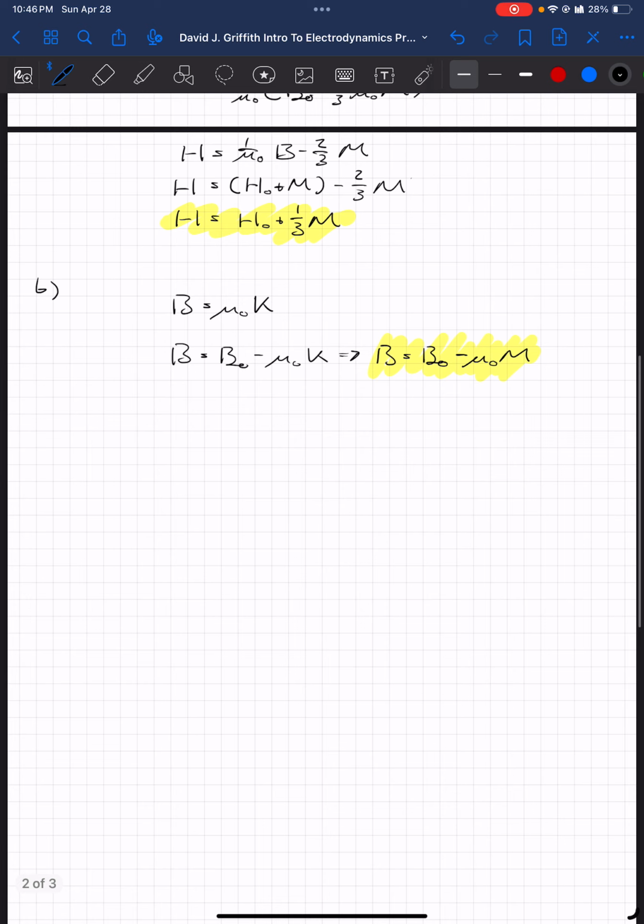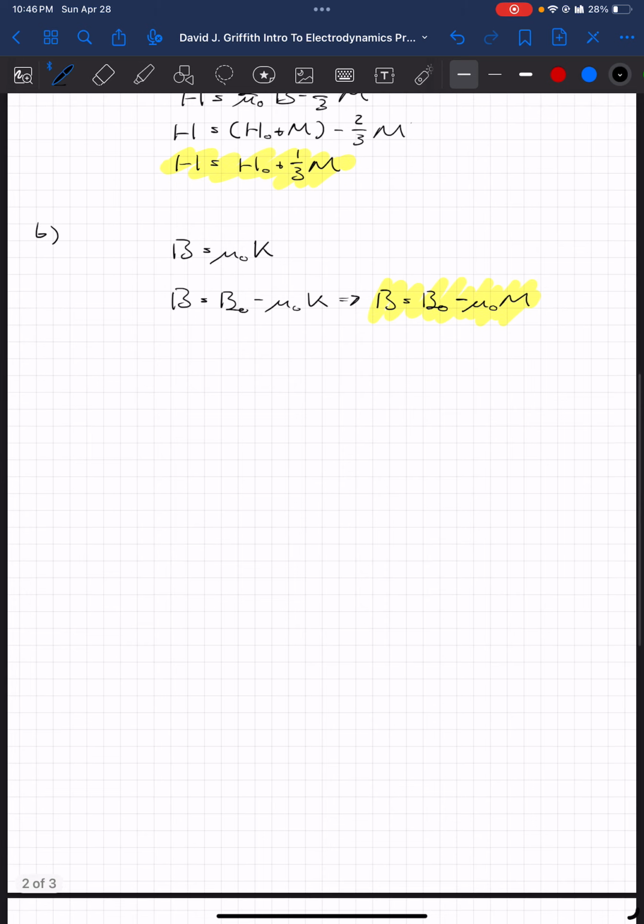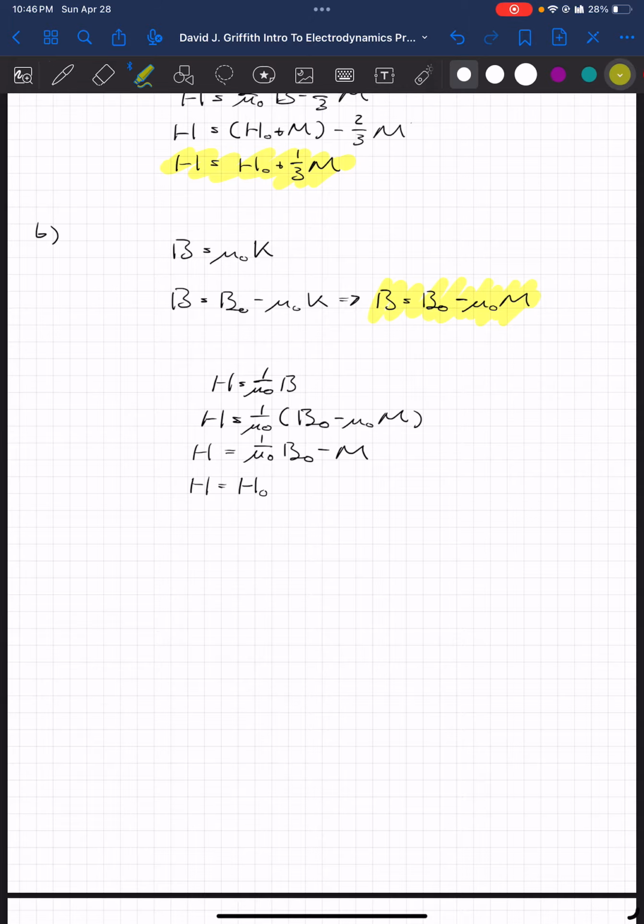Now to find H for this cavity, we're going to consider the same thing, which is H is equal to 1 over mu naught B for an empty space. With our new field, H is equal to 1 over mu naught B naught minus M, which is our value for H. If you realize, this is equal to our original H naught. So H is equal to just H naught for this cavity.